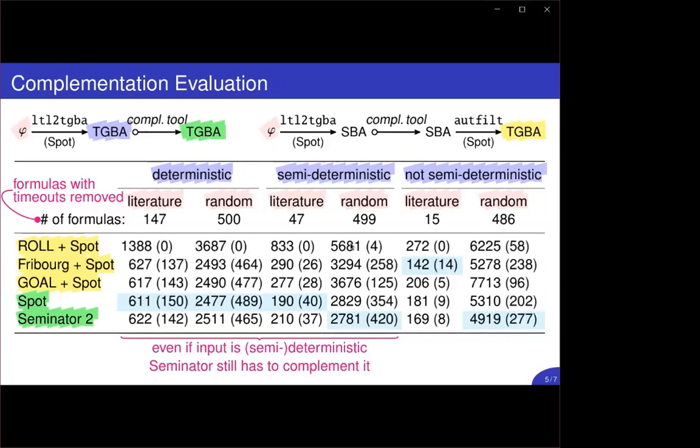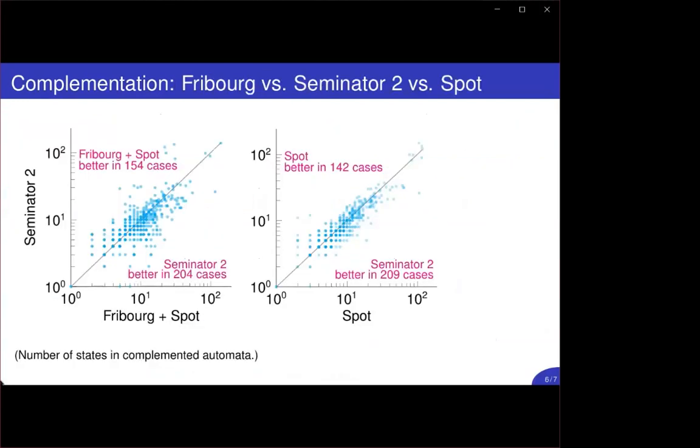So we can also count the number of cases where the tools are successful in giving the smallest automaton, and you can see that there are 3 tools that manage to win different categories. So we will now look at the scatter plot for these 3 cases. In this scatter plot, Seminator 2 is on the y-axis, and here you can see the performance against Fribourg plus Spot and the performance against Spot.